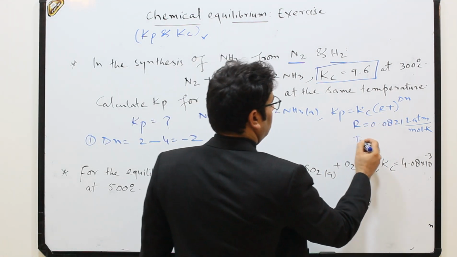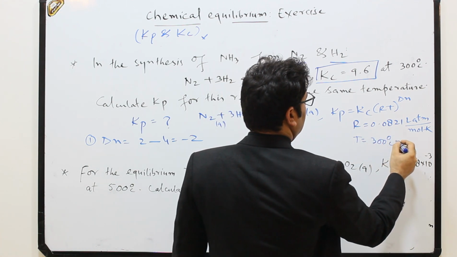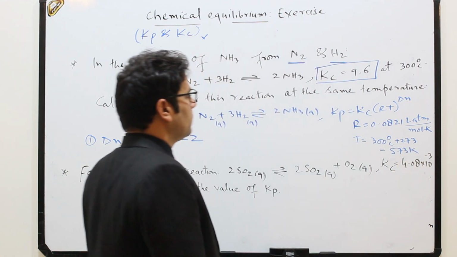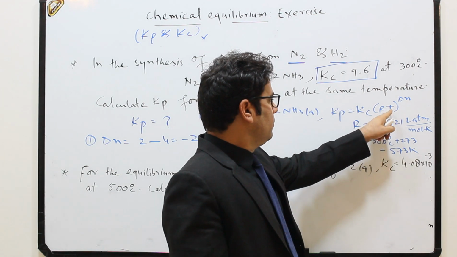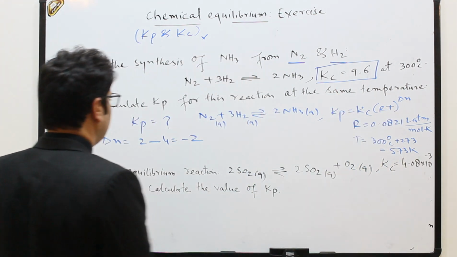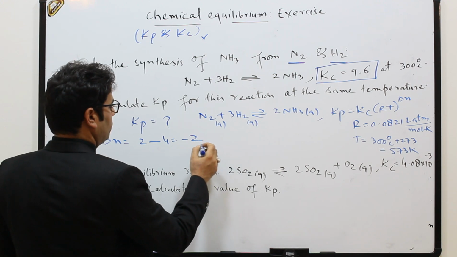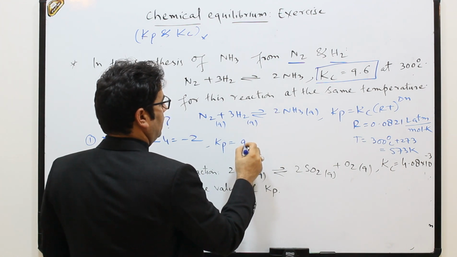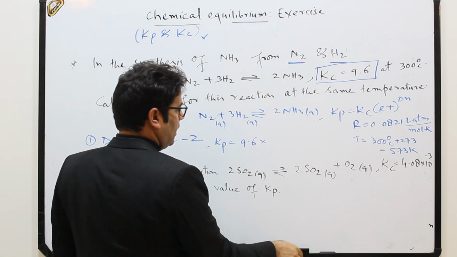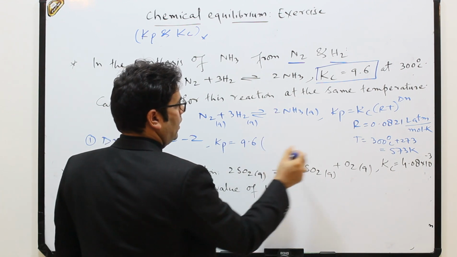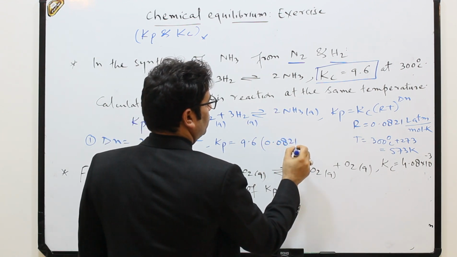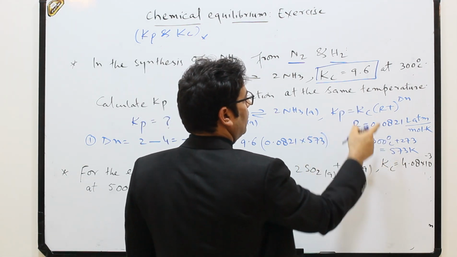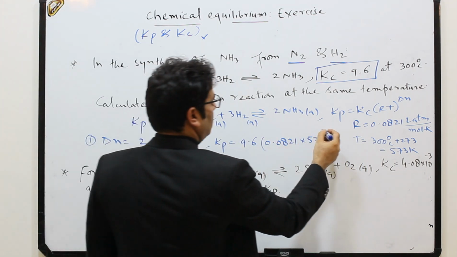Temperature is given as 300 degree centigrade plus 273, so it will become 573 Kelvin. So you have Kc, you have R, you have T, and you have delta n also. Just to put the values: Kp will be equal to Kc, 9.6, into RT. What is R? R is 0.0821, into 573, the whole to the power delta n. Delta n is minus 2.